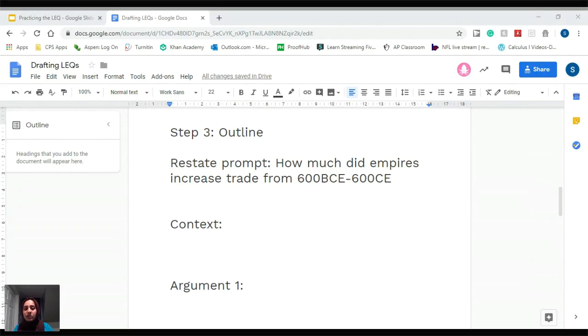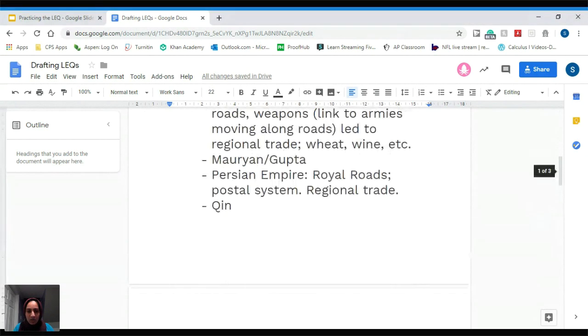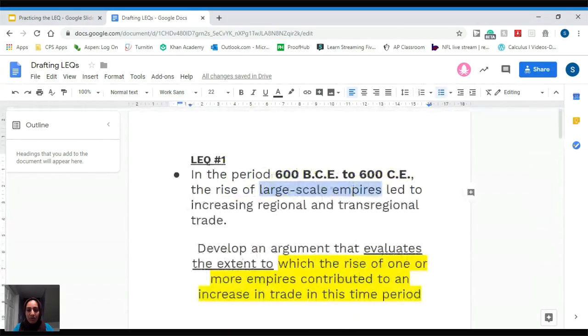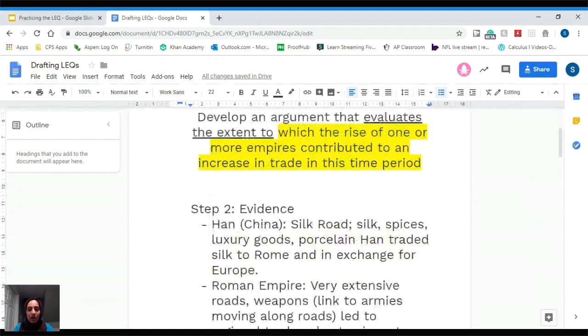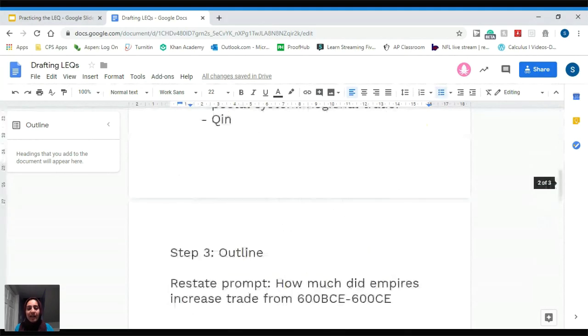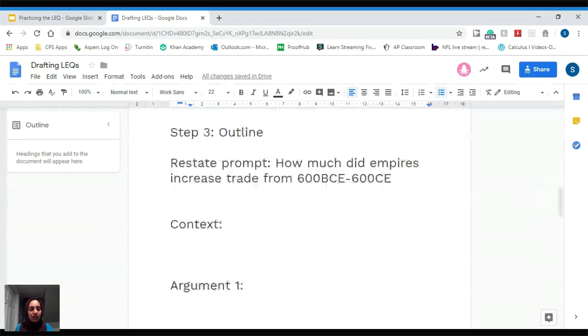Let's see. You could talk about, so the prompt says that empires, let's go back to this. The rise of large-scale empires. So maybe in my context, I want to talk about the rise. Because I'm talking about how much did they increase trade. So maybe I could introduce this essay by talking about these empires.